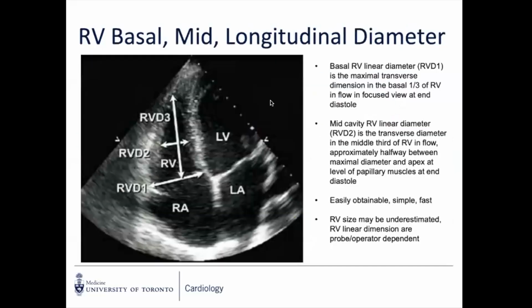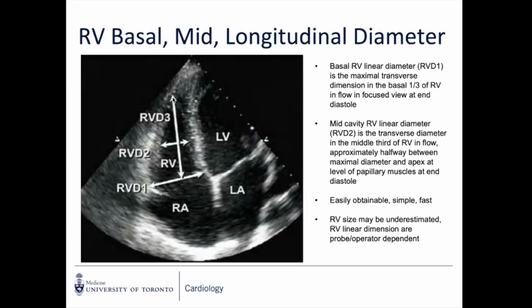So in terms of our measurements for RV basal, mid, and longitudinal diameter, we're trying to get the maximal linear diameter in the basal third of the RV at the end of diastole. And this is ideally in your focused RV view. Then the mid-cavity linear dimension is going to be somewhere in the middle third, halfway between the maximal diameter and the apex, so usually at the level of the papillary muscles. And then your longitudinal diameter will be from the level of the tricuspid valve annulus up to the apex.